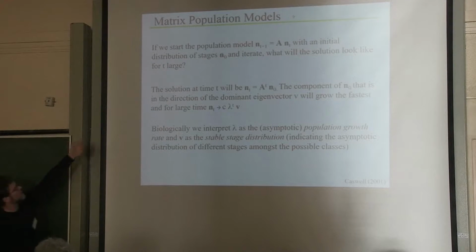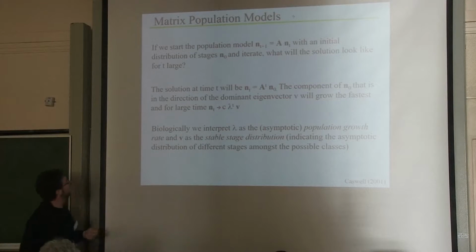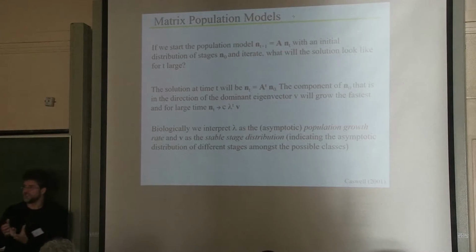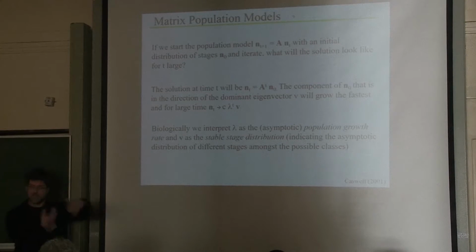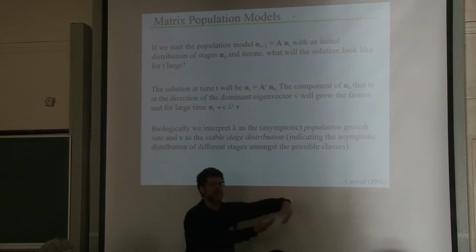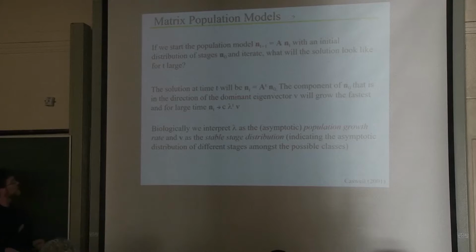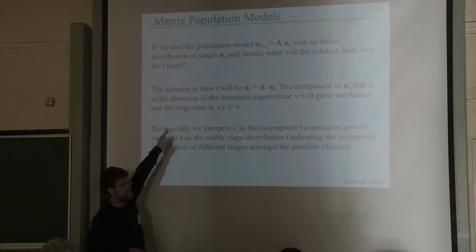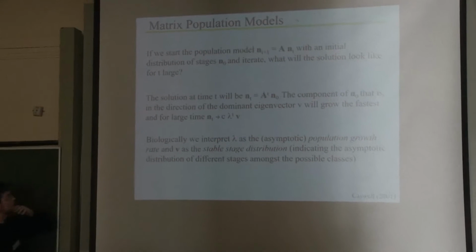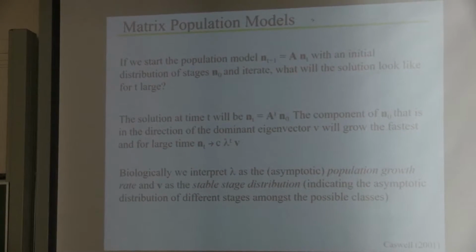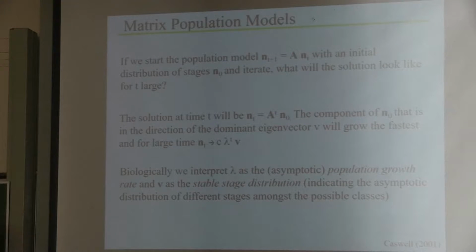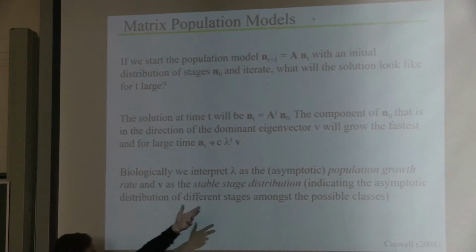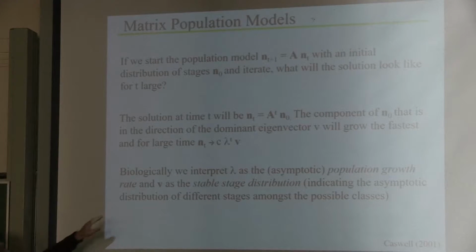If we go back to our model, n_{t+1} is A times n_t, and we have some initial distribution of stages, maybe at early time in the introduction, and we'd like to know what happens after we apply this matrix model many times. Is the population going to grow? Just like in an earlier example today, if we iterate t times, we just raise the matrix to the tth power times the initial data. That's our solution. It's a linear equation, so it's fairly straightforward.